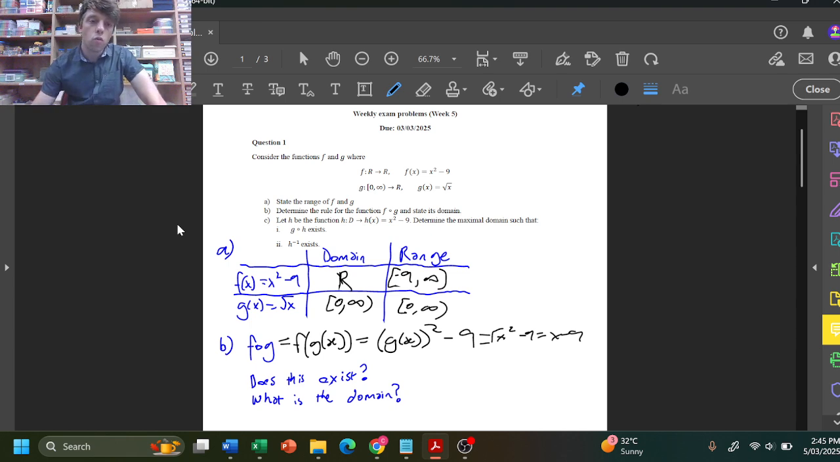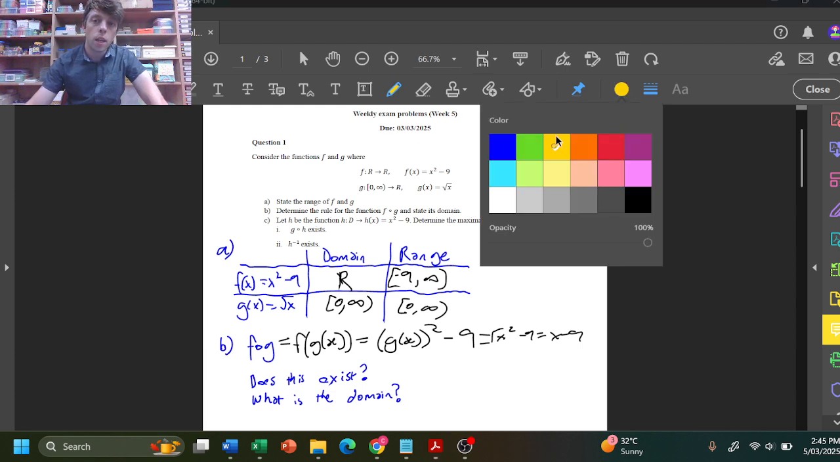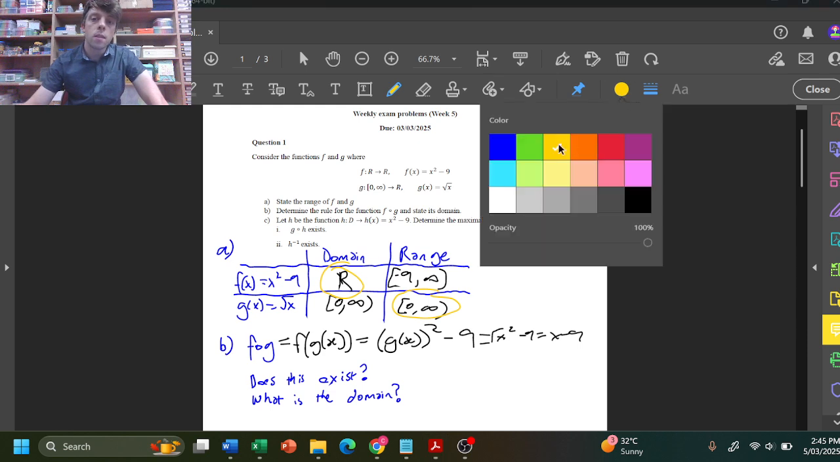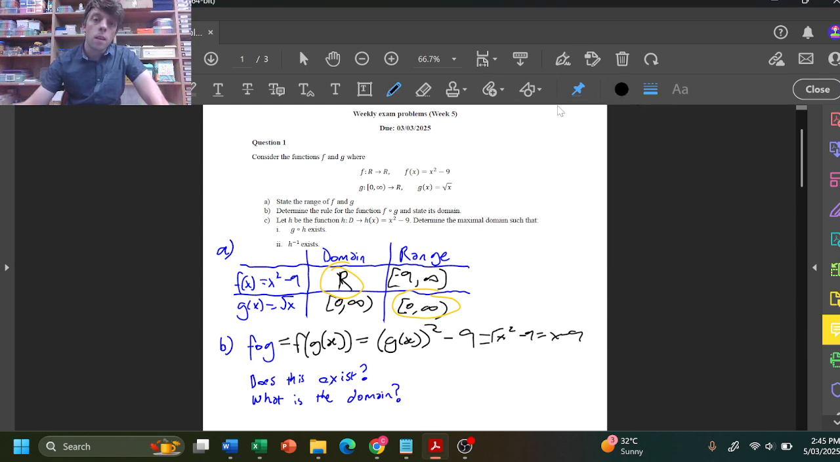So let us consider the range of g. The range of g we found before to be this, and the domain of f is R. So we need to ask ourselves, is 0 to infinity a subset of R? Yes, it is. So 0 to infinity is part of the real numbers, so therefore it does exist. So yes, it exists.